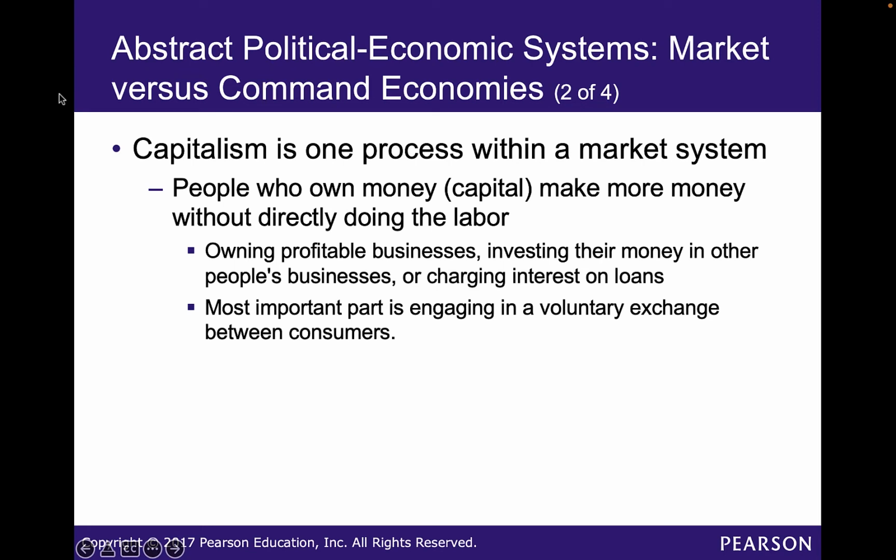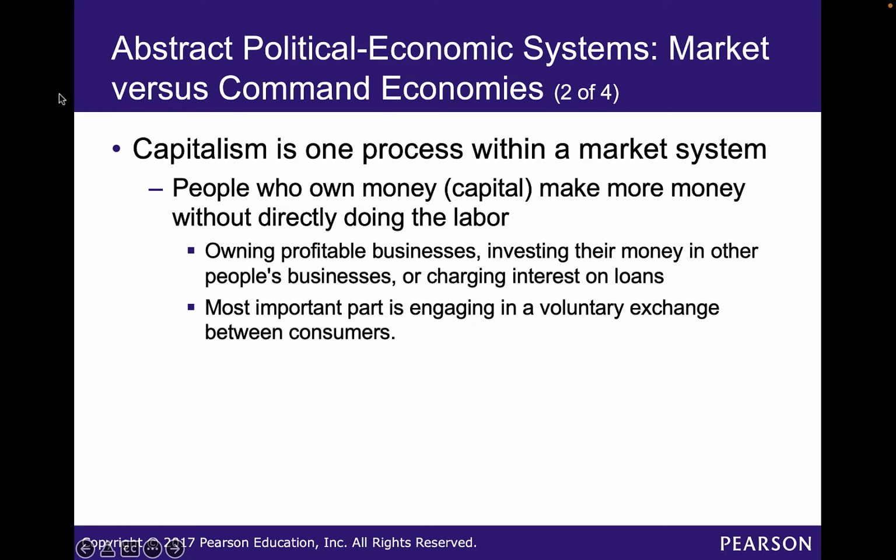Capitalism is one process within this market system. People who own capital, remember, one of the major factors of production in economics: land, labor, and capital, make more money without directly doing the labor themselves. And as we remember from when we talked about Marx, that was his main criticism of capitalism, where these factory owners or business owners make a ton of money, but they do it off the backs and the hard work of their employees and sometimes don't share.